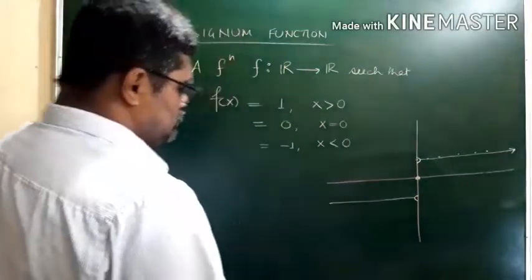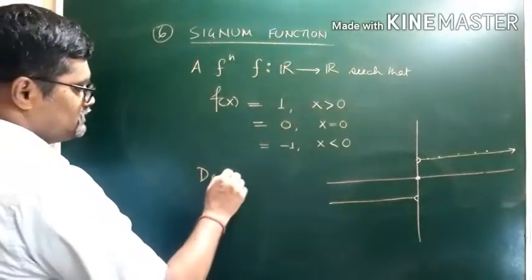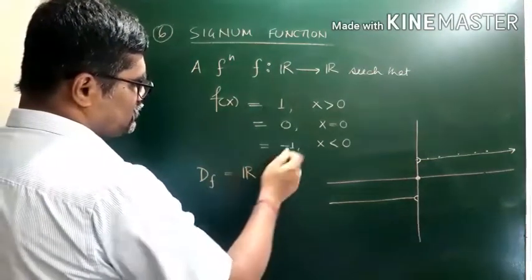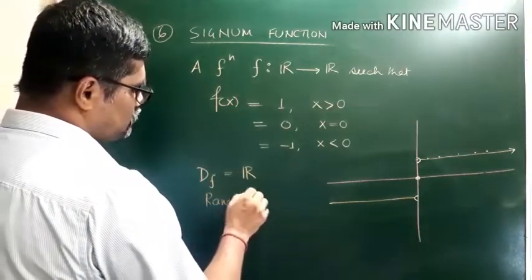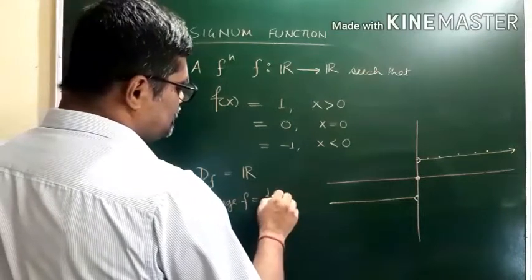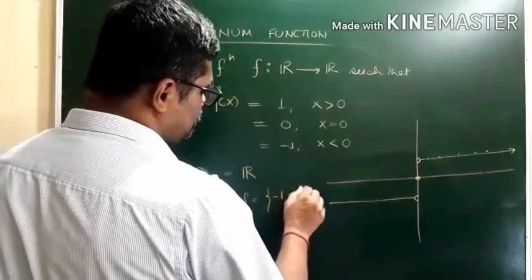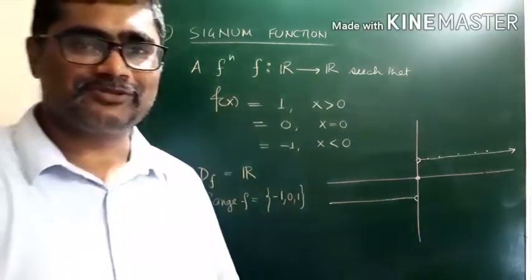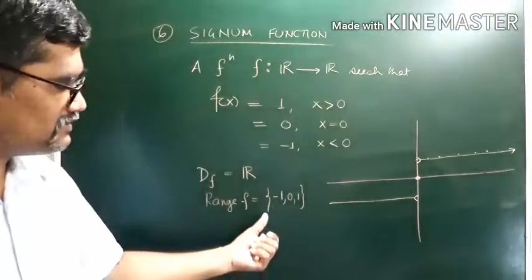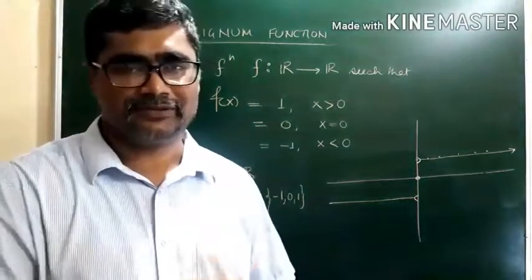So here, what is the domain? Domain is the real numbers. Every real number you have included, you can see. What is the range? Range means output set. You can easily identify your output contains only three numbers, that is -1, 0 and 1. So this is a finite set which is the range, for the signum function.